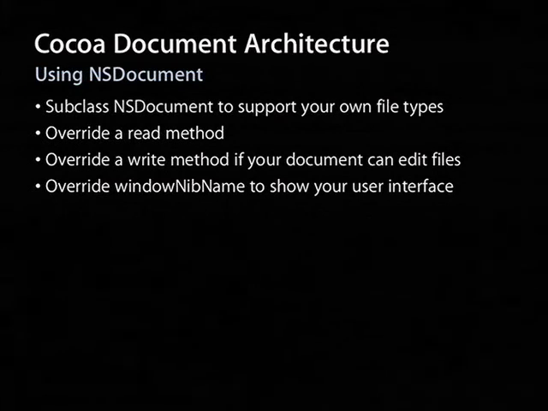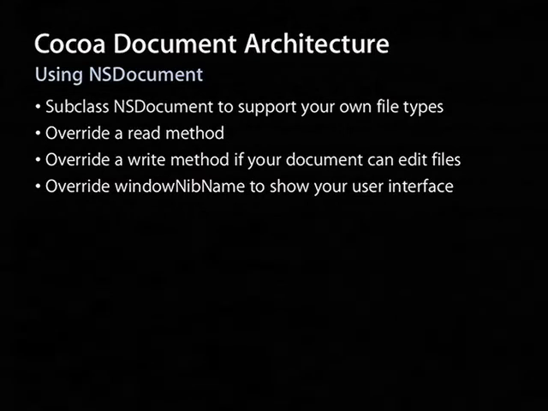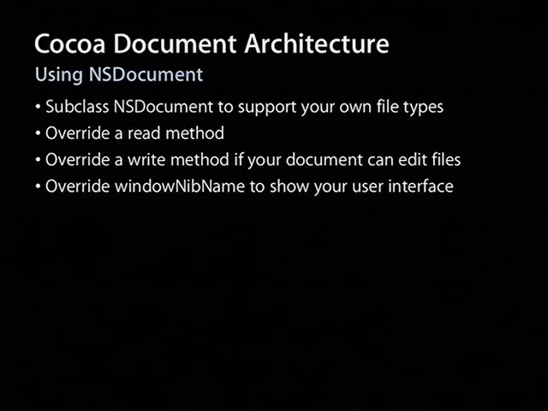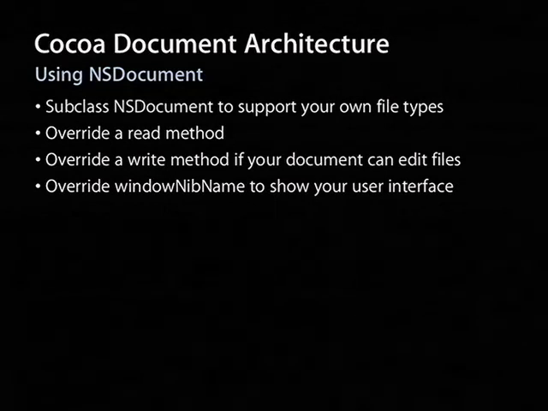So to use NSDocument, it's very easy. You subclass NSDocument to support your own file type. So for every file type you want your program to support, you have a different subclass of NSDocument. Then you override a read method, which is called when your document needs to read from the file, and the write method when the document needs to write to the disk. And then you override the window nib name to show your user interface.